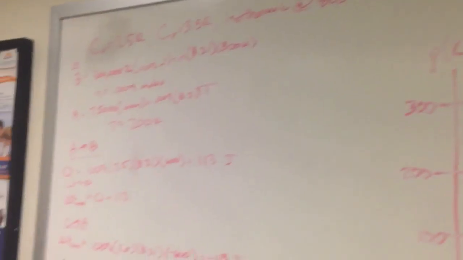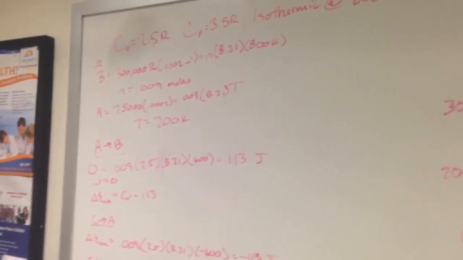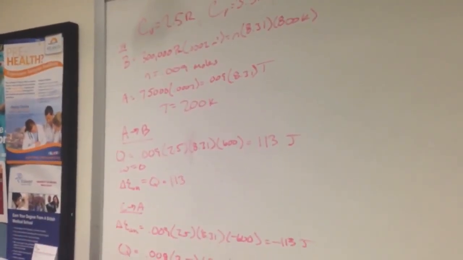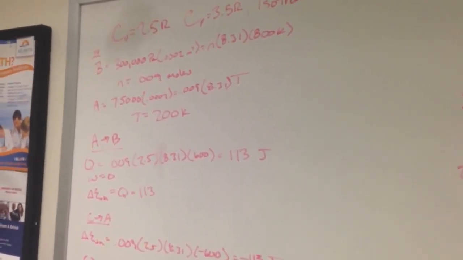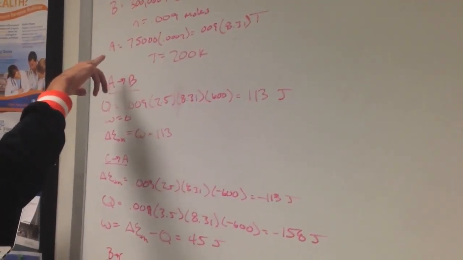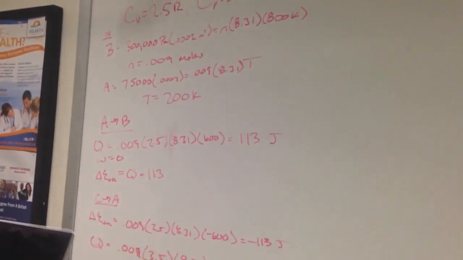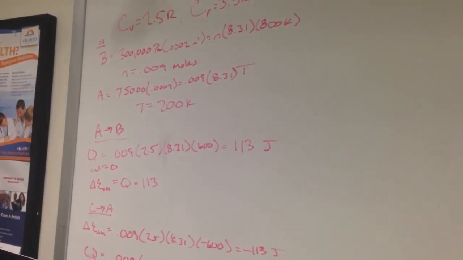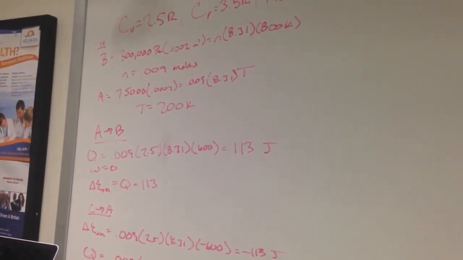So the first piece of information we don't have is the number of moles, which is what we need to compute the whole thing. But we do know that at point B, the pressure is 300,000 pascals. So PV is equal to the number of moles times the R constant times temperature. At point B, the pressure is 300,000 pascals, the volume is 0.002 cubic meters, and we don't know the moles, that's what we're trying to solve for.